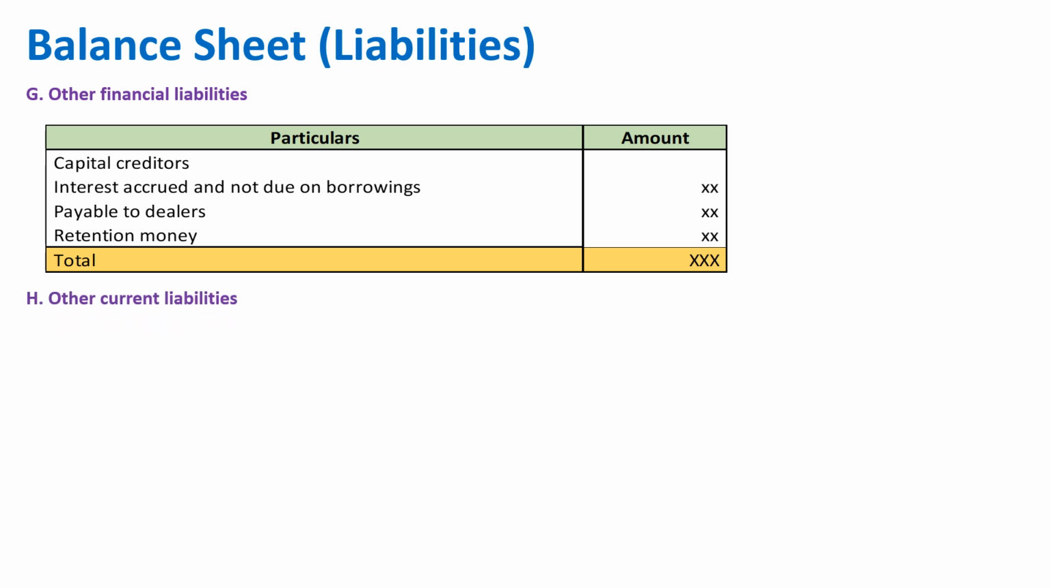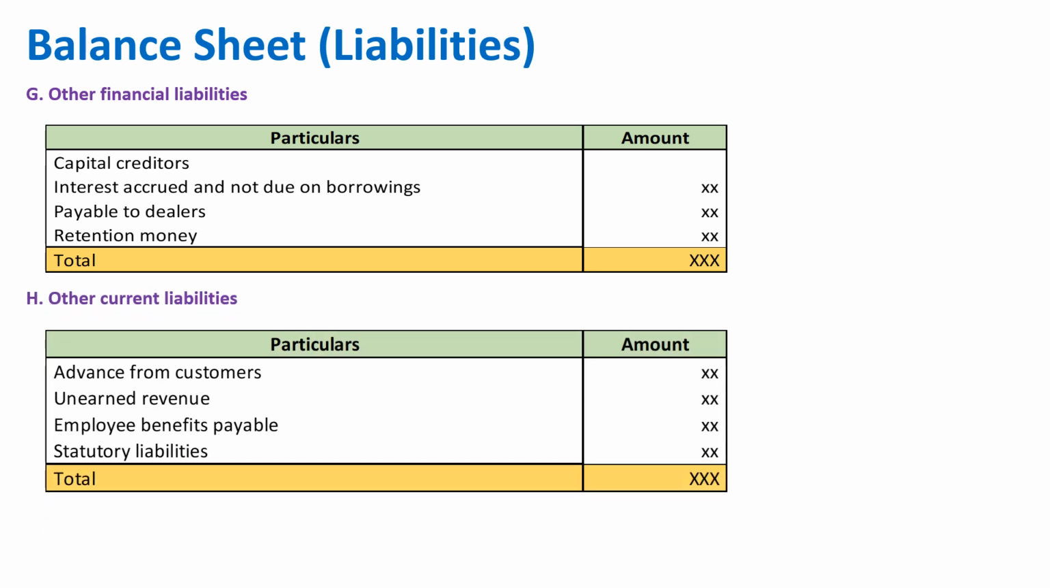And then the last one is other current liabilities. Here you have advances from customers and unearned revenue. That means you have billed in excess compared to what you should actually bill, so you have recorded revenue more than the requirement. Unearned revenue is a liability because in future years you are going to adjust that. Employee benefits payable and statutory liabilities will all be reported under other current liabilities.